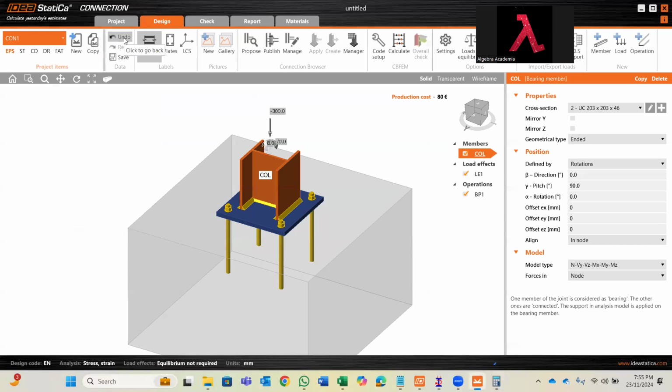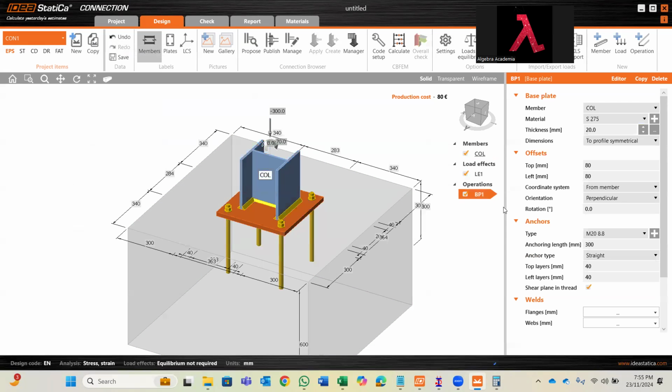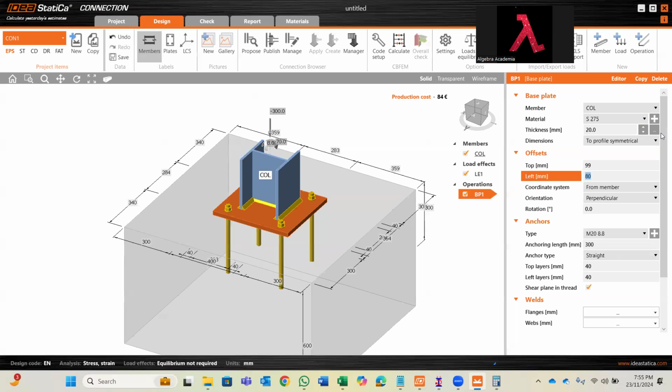So the base plate dimension going here is 400 by 400. The reason why I'm mentioning 98.5 here. So 400 is my base plate dimension.